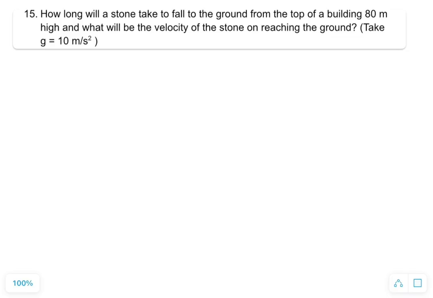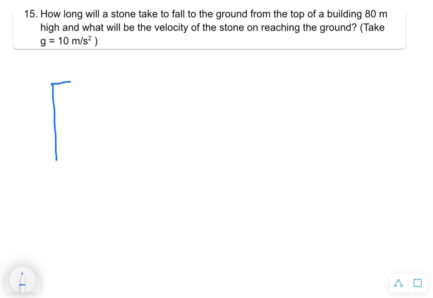How long will a stone take to fall to the ground from the top of a building 80 meters high? And what will be the velocity of the stone on reaching the ground? Take acceleration due to gravity g equal to 10 meters per second square.